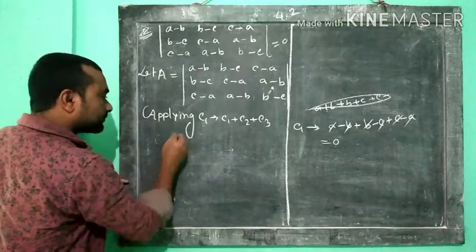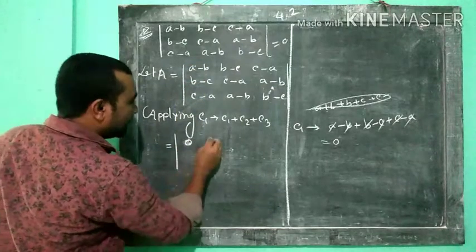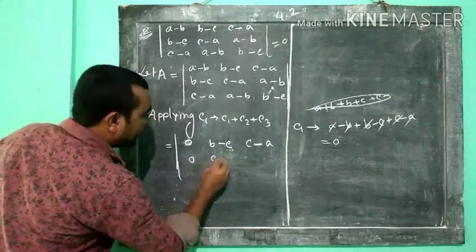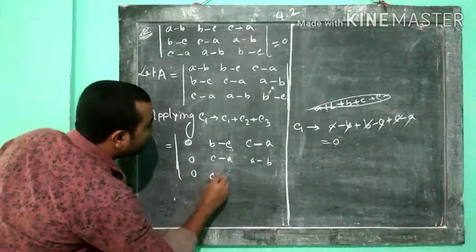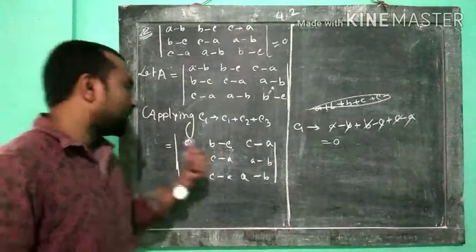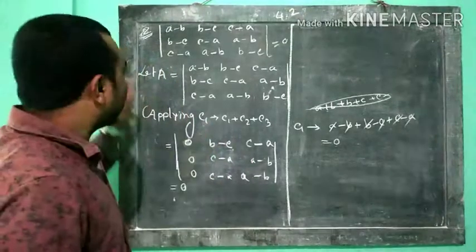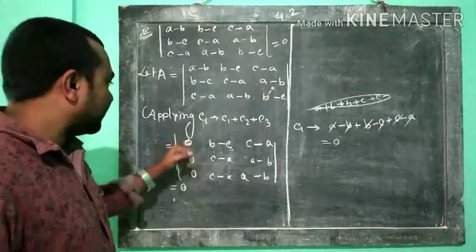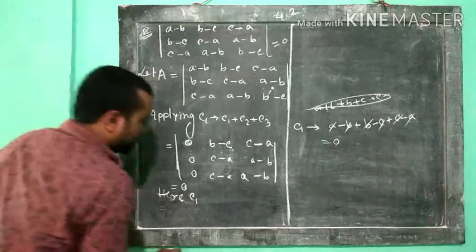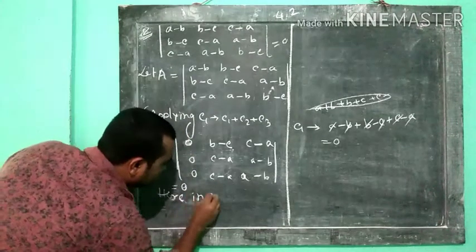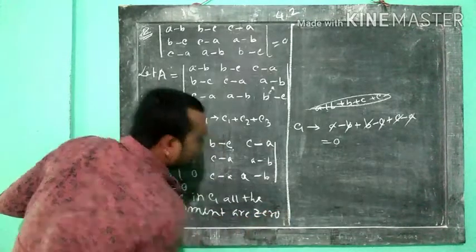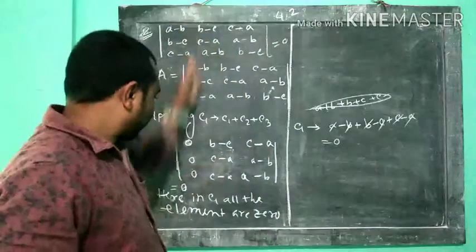So we get 0 in the first row, and b minus c, c minus a. In the second and third rows, the first entries are also 0, with the remaining entries as before. This is equal to 0. Why? Because in property 1, if all the elements of a column or a row are 0, then the value of the determinant is 0. Here in C1, all the elements are 0, so the value should be 0.